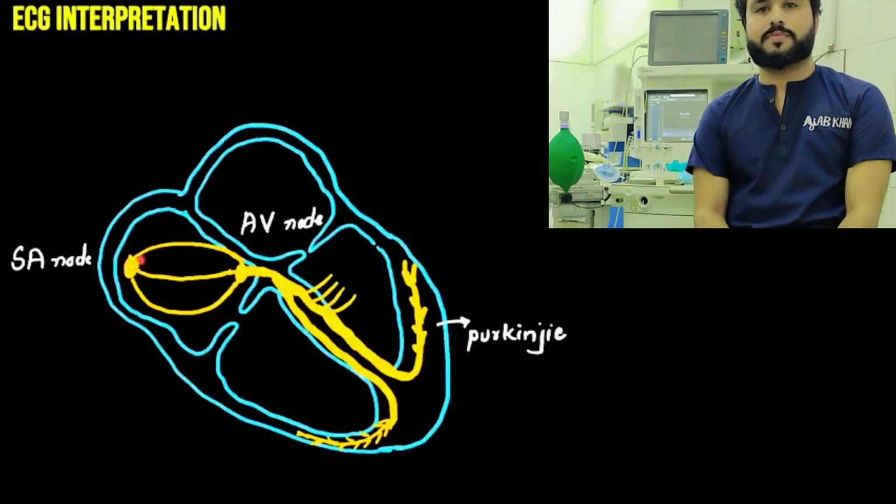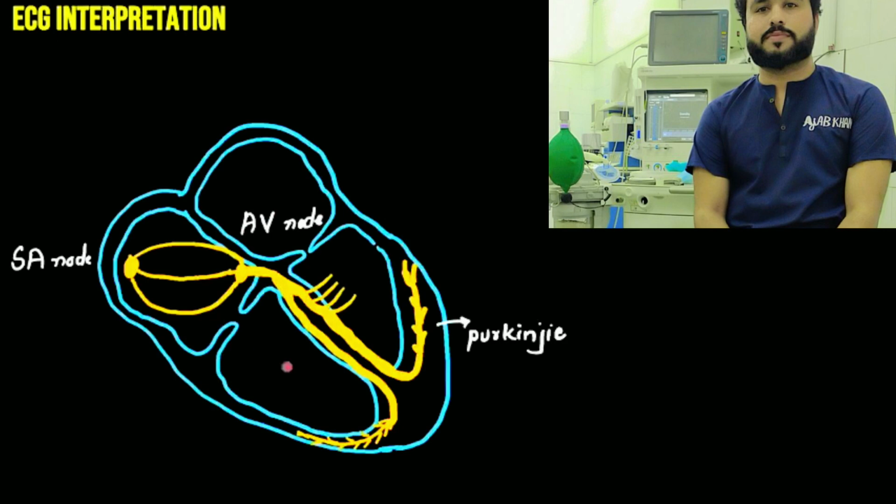Those electrical signals travel from SA node towards AV node, and AV node sends those signals toward the ventricles and causes contraction of the ventricles. It sends signals via right bundle branch and left bundle branch. These bundle branches further divide up into small fibers called as Purkinje fibers, and when the electrical signal goes through these fibers, they cause contraction of the ventricles.